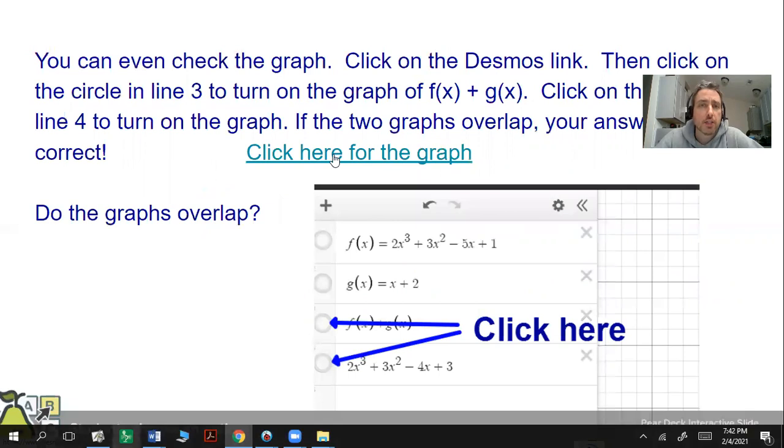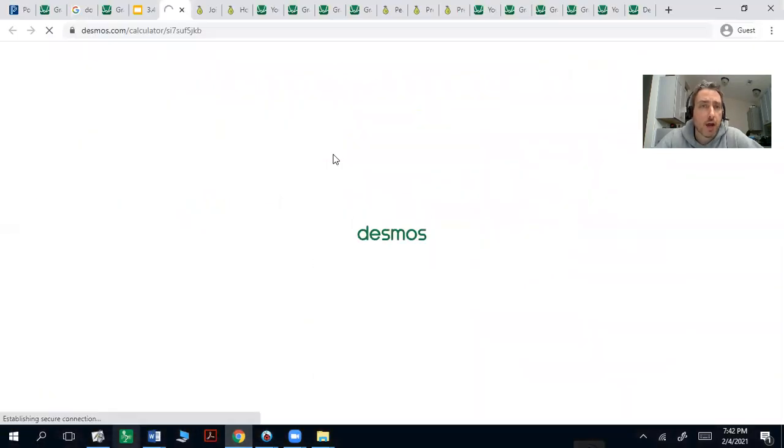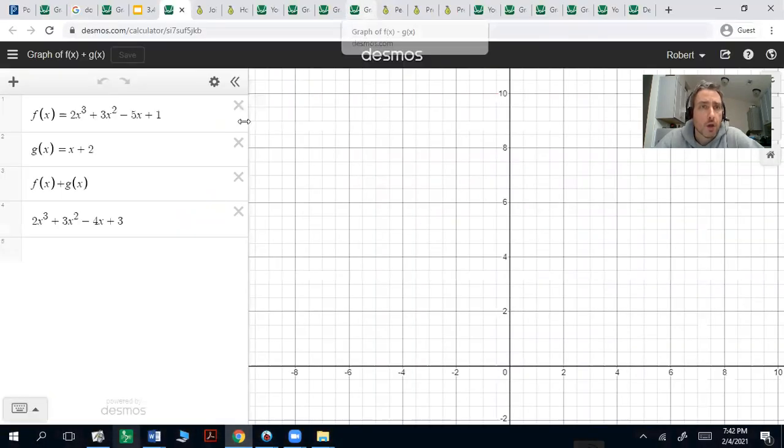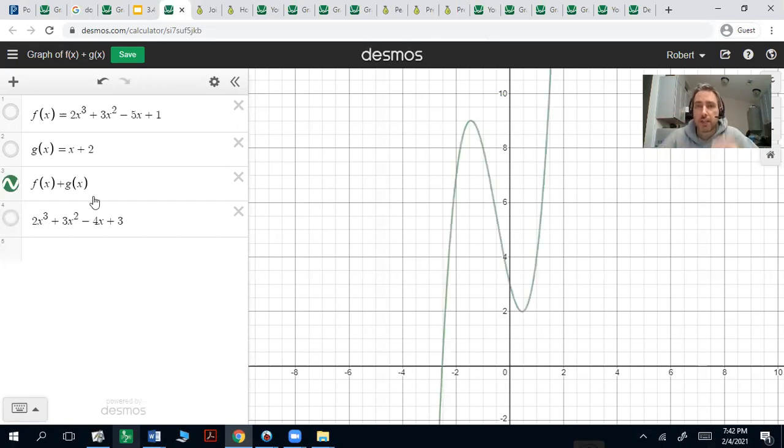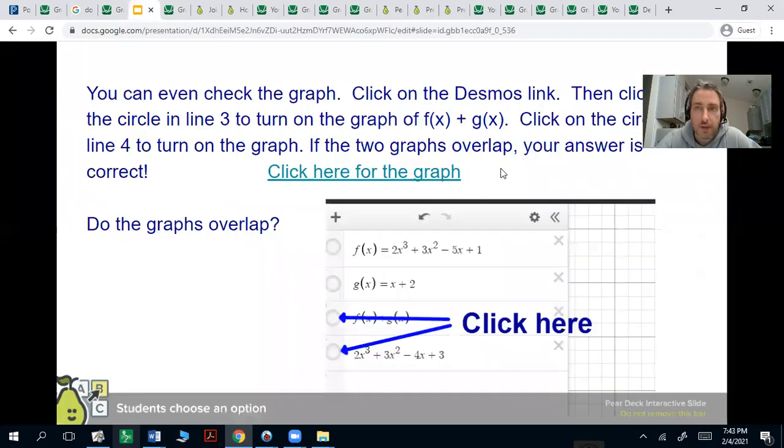If you would like, you can check on Desmos. I have this already graphed on here, where if you put the two functions in, f of x and g of x, and you do a little test, what is f of x plus g of x? Take a look at what that graph looks like. And if you put your answer in, you can see that it overlaps it. So you know that those are going to be the same graph. So I know that 2x cubed plus 3x squared minus 4x plus 3 is my answer. And that's the idea there.